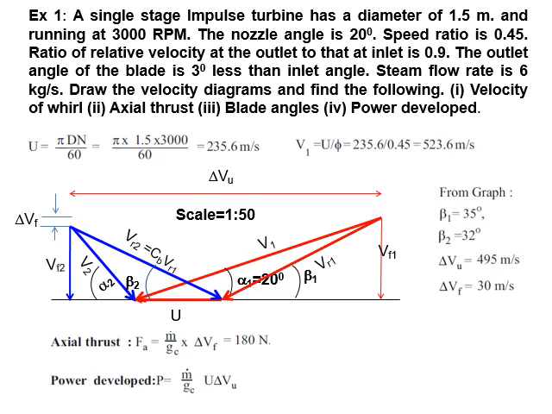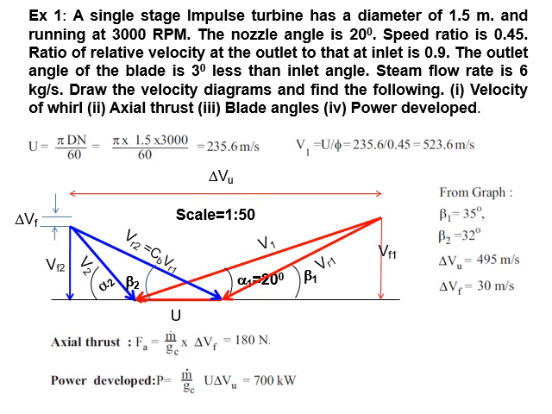Next, calculate the power developed. The power developed is given by the formula P is equal to m dot by gc into U into delta Vu. You know all the values of this expression. We know the value of m as 6 kg per second, U value is known, and delta Vu value is known. Substitute in this expression and find out the power developed. So the answer is 700 kilowatt.